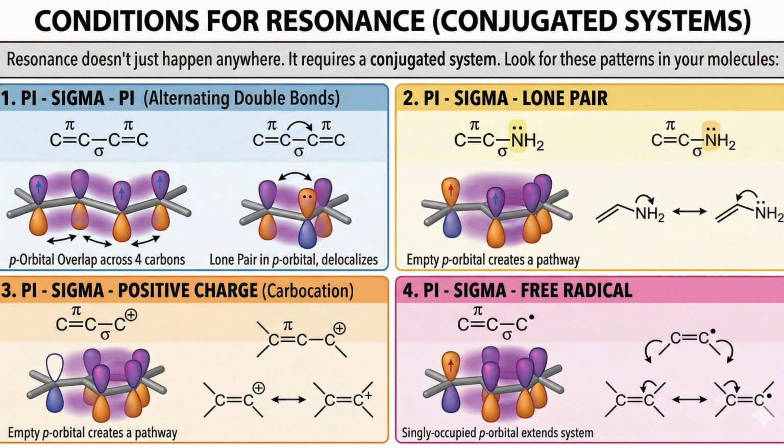Let's understand the conditions for resonance, conjugation. Resonance doesn't just happen anywhere. It requires a conjugated system. Look for these patterns in your molecules. 1. Pi, sigma, pi, alternating double bonds. 2. Pi, sigma, lone pair. 3. Pi, sigma, positive charge. 4. Pi, sigma, free radical.